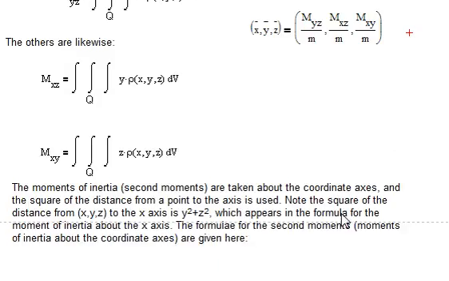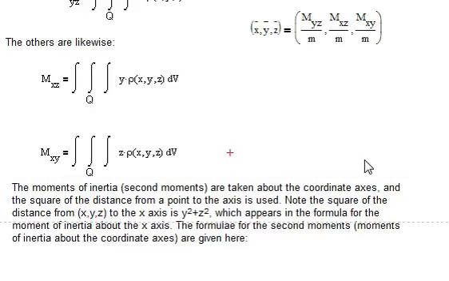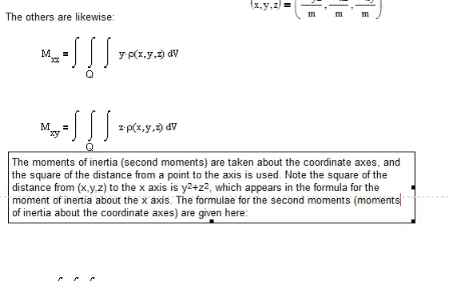So moments of inertia are the second moments, sometimes taken about the coordinate axes, not about the coordinate planes. And the square of the distance from the point to the axis is used. So the square of the distance from xyz to the x-axis, using the distance formula, would be the square root of (x minus x) squared plus (y minus 0) squared plus (z minus 0) squared. So it would be the square root of y squared plus z squared, but I'm going to square that distance anyway, so it's just y squared plus z squared, which appears in the formula for the moment of inertia about the x-axis. Here it is.